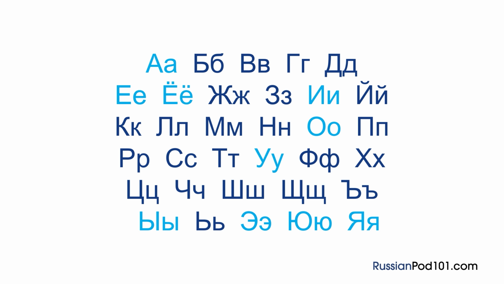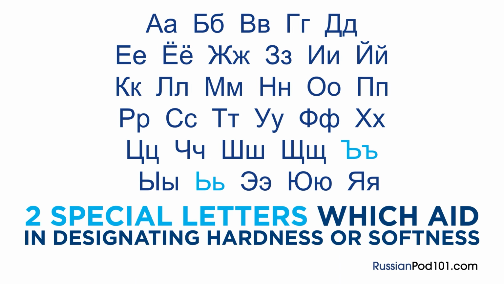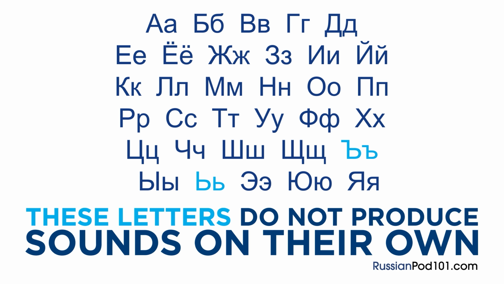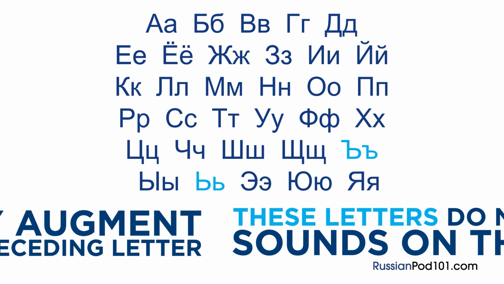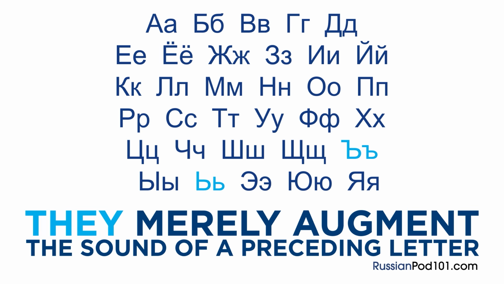These are 10 vowels. Of these, 5 are hard vowels and 5 are soft vowels. There are 21 consonants and 2 special letters which aid in designating hardness and softness. These letters do not produce sounds on their own. They merely augment the sound of a preceding letter. Like English, Russian has upper and lowercase letters. Most letters look identical to each other, and the only difference is their size.